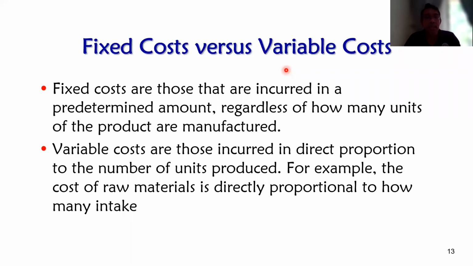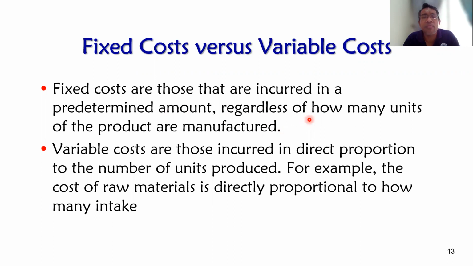Okay, let's go for the fixed cost versus variable cost. I think this one is straightforward, because this just revises what you learned in the previous module. So the fixed costs are those that occur in a predetermined amount, regardless of how many units of product are manufactured.